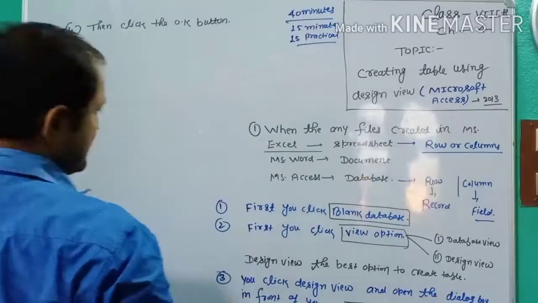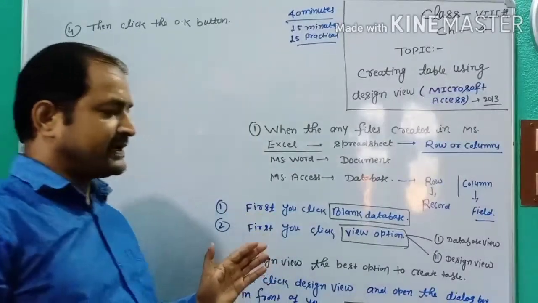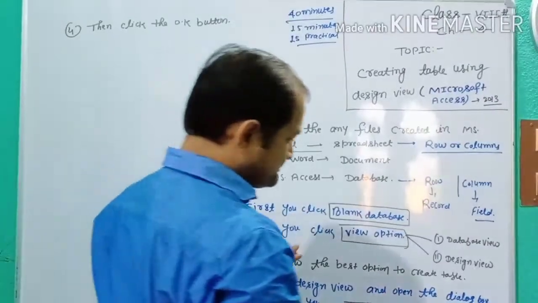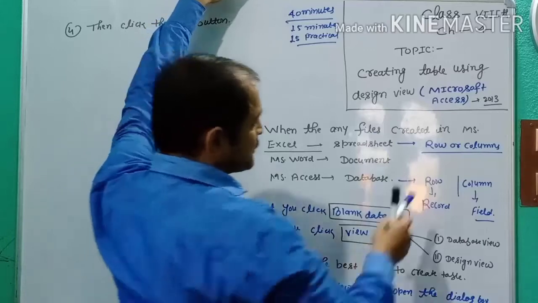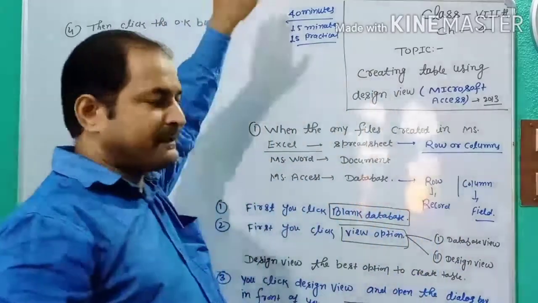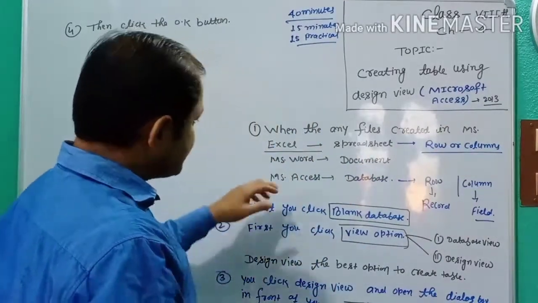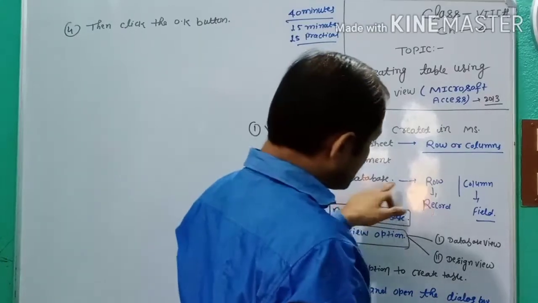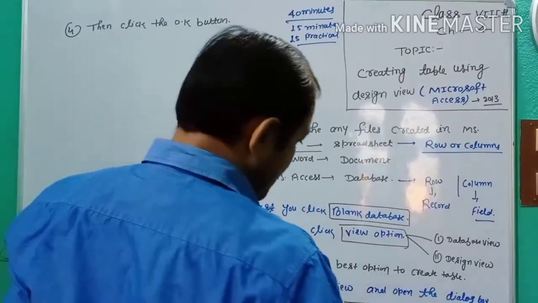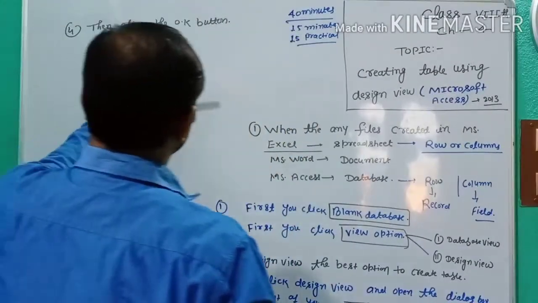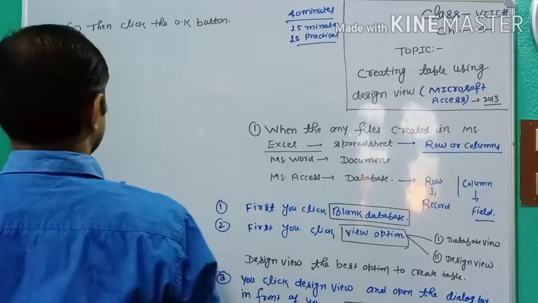So I again repeat, when you work with MS Excel, you prepare rows and columns, but in MS Access the row means record and the column means field. So, my dear student, then click the OK button. One dialog box again appears in front of you.